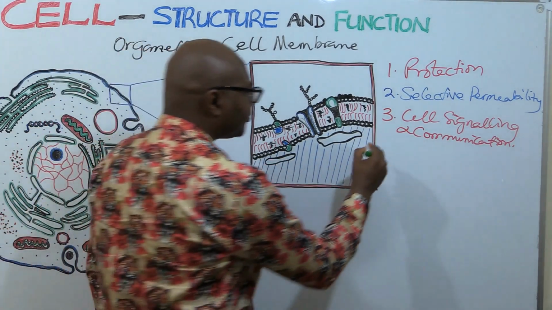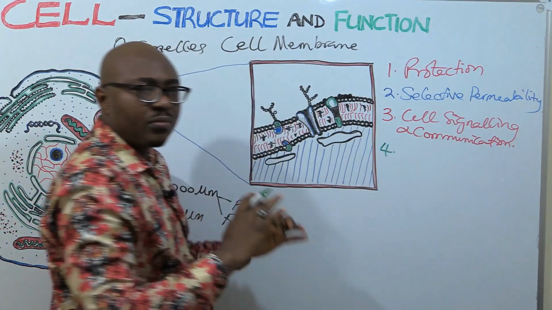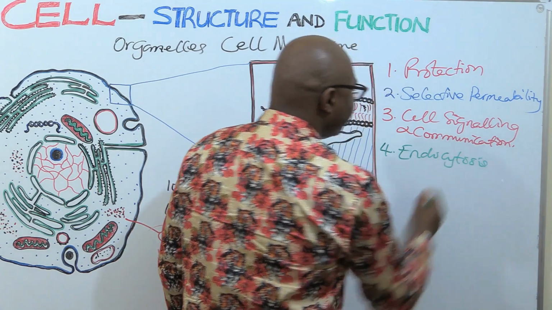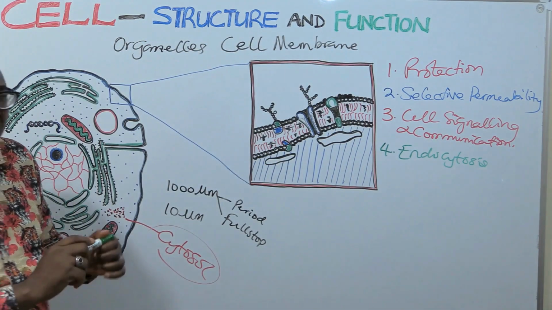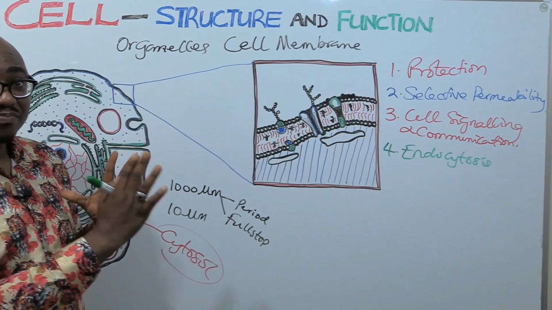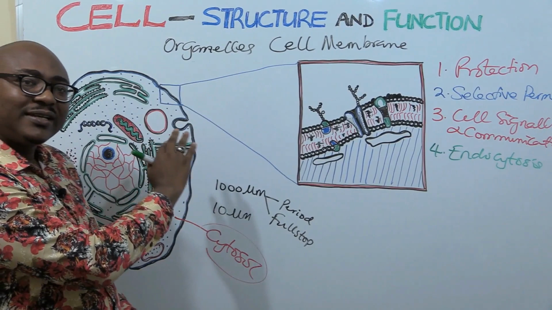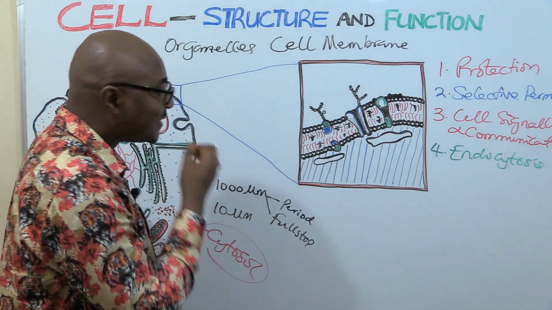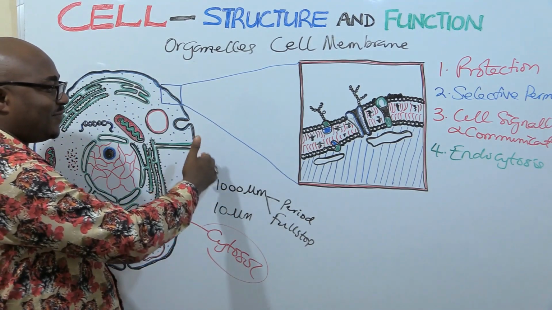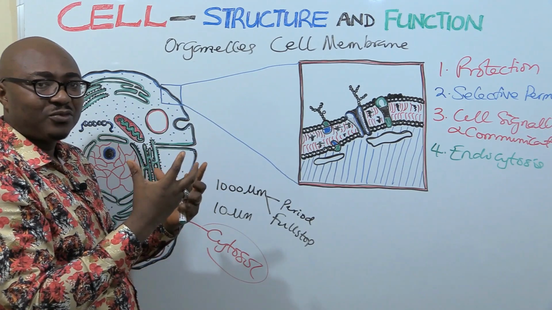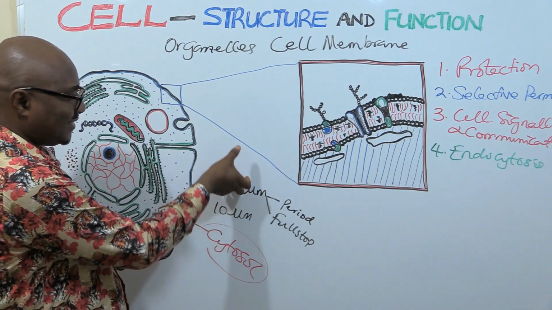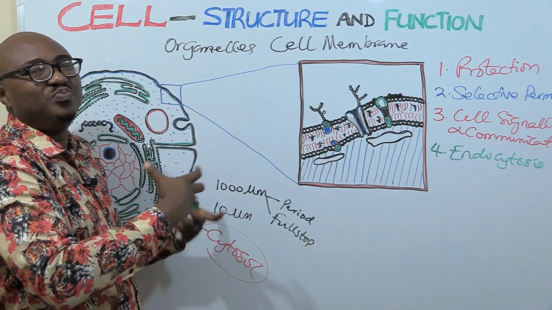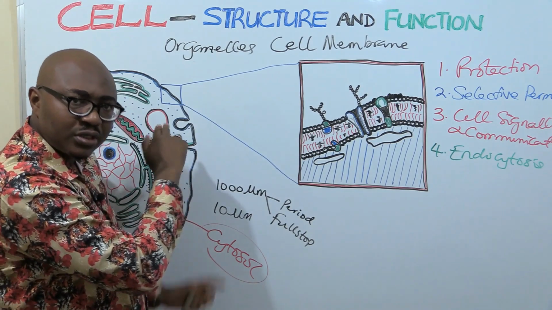Then number 4, endocytosis. What do you mean by endocytosis? Endocytosis is also a means of transport, but it's a very special means. It's special in the sense that there is a very big macromolecule that needs to go from outside into the cell, but it's too big to pass through the cell membrane.